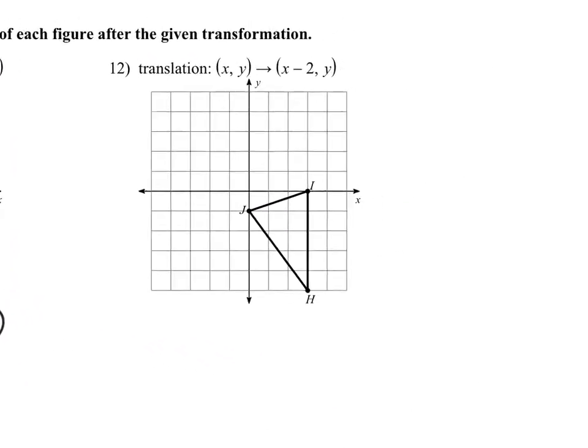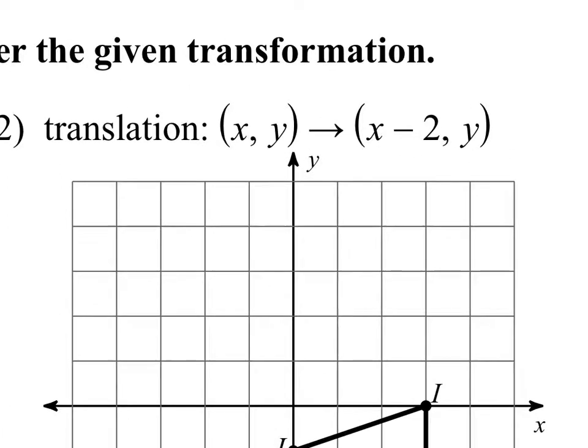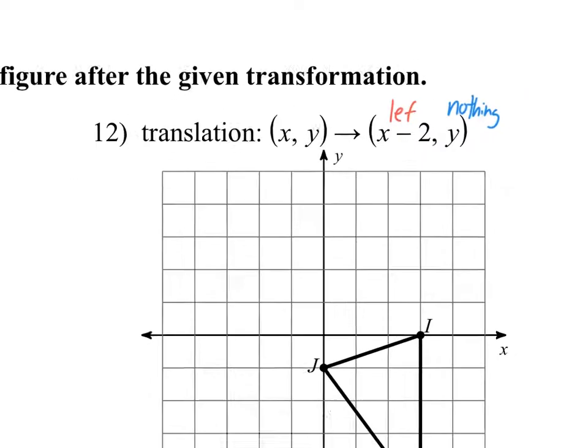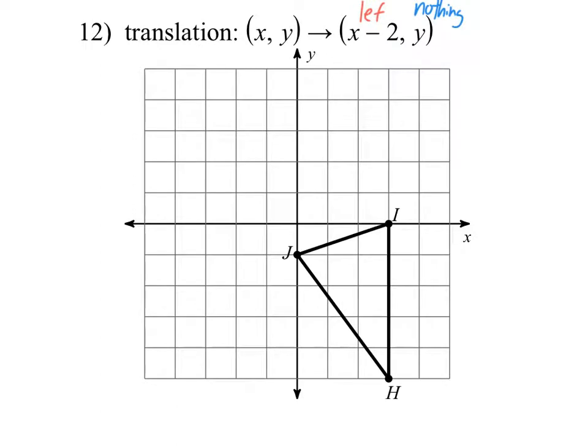All right, for number 12, our set of directions here, let's see, our x, we're going to have to go to the left 2 places. Y, nada. We're not going to do anything with our y. So we're just moving this picture 2 places to the left.